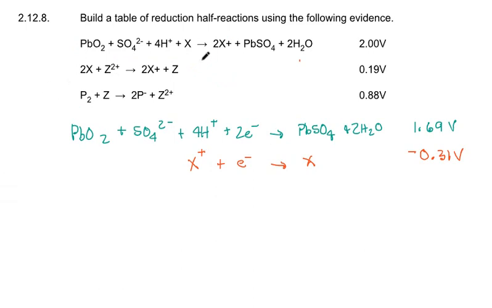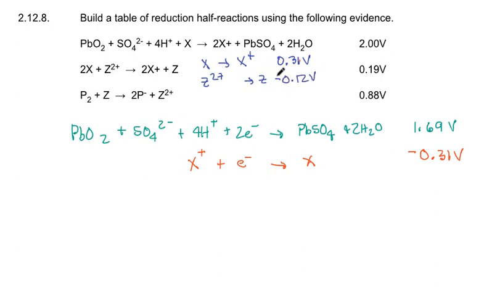Here we have X turning into X plus. What would the voltage be for that? Don't say minus 0.31. We're starting with X metal, we're going to X plus. That's the reverse of what we have here, so this would give us positive 0.31 volts. The other side of this story is Z ions turning into Z metal. That's producing some amount of voltage, and the total is 0.19. 0.31 plus X is 0.19. This reaction must be giving us negative 0.12 volts.